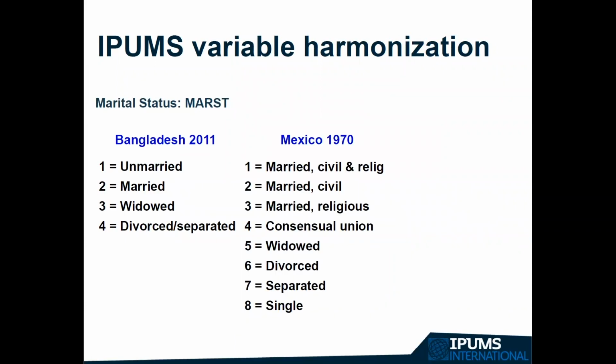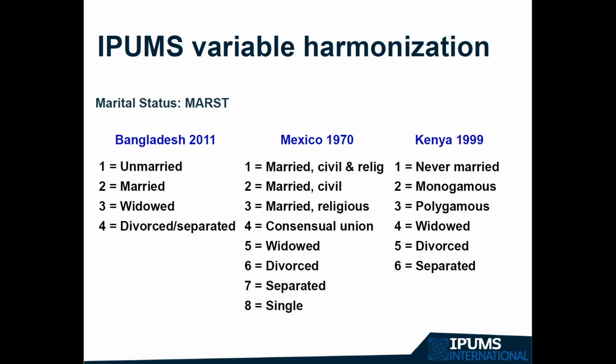here are the original codes for Bangladesh 2011, Mexico 1970, and Kenya 1999. And you can see that each code means something different in each census sample. In each census, they are completely inconsistent. And of course they are. We wouldn't expect any sort of coordination across these countries in completely different regions of the world in their census data processing efforts. Nonetheless, the research community, you as researchers, would spend a lot of time recoding these data to make them fit for purpose in any sort of comparative cross-national research project.